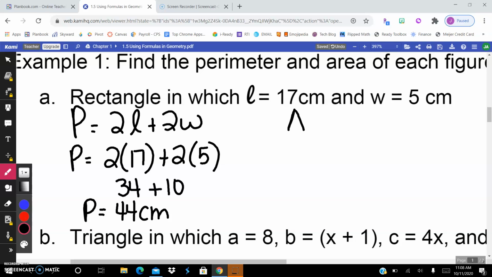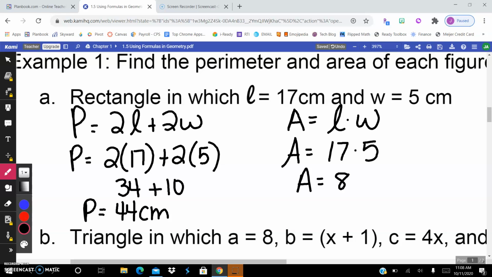For the area, we are going to do length times width. So that means we have to do 17 times 5. And 17 times 5 is 85. And we are talking about centimeters, and area is 2-dimensional, so it gets squared.